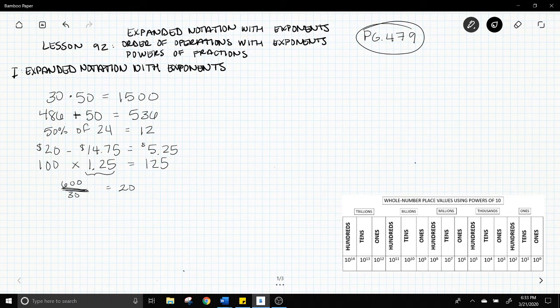And then an algebra question for letter G. It says in algebra, if n equals 3, what does 5n equal? If n equals 3, what does 5n equal? So you just substitute that value 3 in for n. 5 times 3, 15.